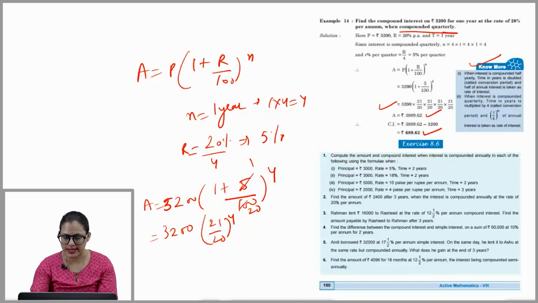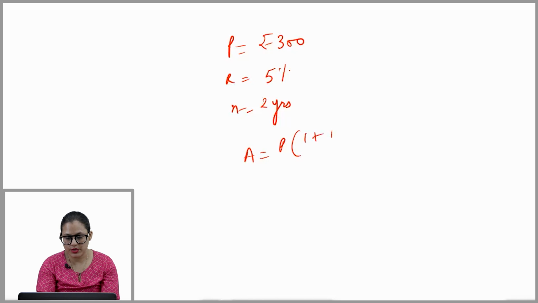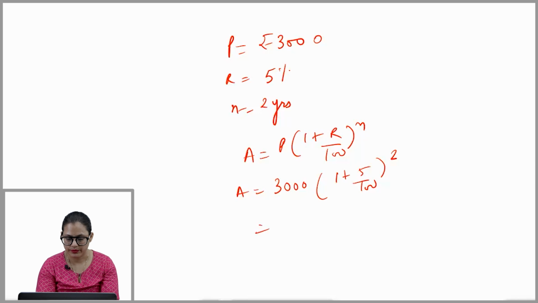Okay, let's do exercise 8.6. We have to compute the amount and compound interest when interest is compounded annually in each of the following using the formula. Okay, so let's do it. Principal is rupees 3,000, rate is 5%, time is 2 years. So first we have to find the amount. Don't forget to write the formula.